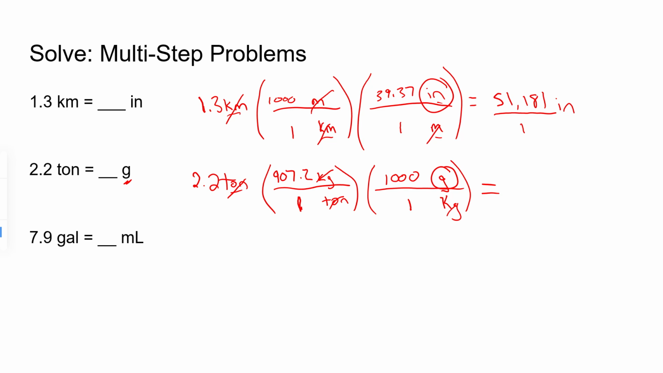So we have 2.2 times 907.2 times 1,000. We end up with 1,995,840.